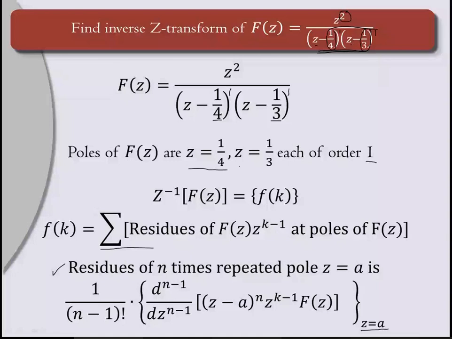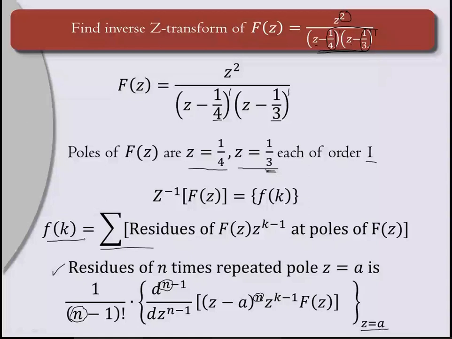So we have to find two residues. Both are of order 1, so for both these poles, n is 1. Firstly take a as 1 by 4 and do the calculation, then take z equal to a equal to 1 by 3 and again do the calculation. Add both the terms, and that gives us the value of f of k. So first find the residue at 1 by 4.